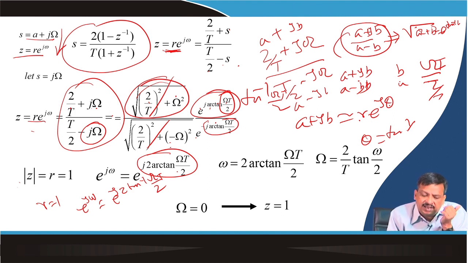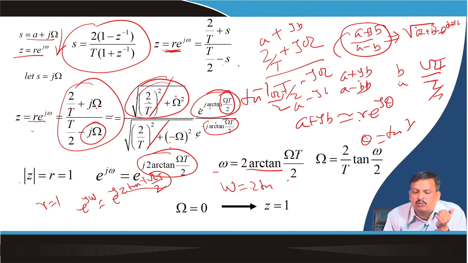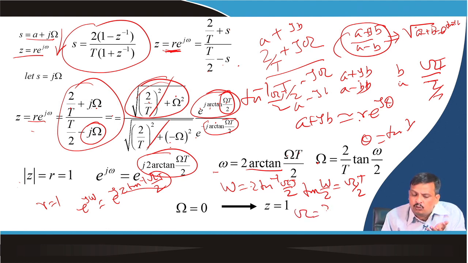Understand? So I can say omega is equal to 2 tan inverse, or arctan, omega t by 2. If I say this capital omega, then it is nothing but omega by 2, tan of it is equal to omega t by 2. So I can say omega is equal to 2 by t into tan omega by 2.